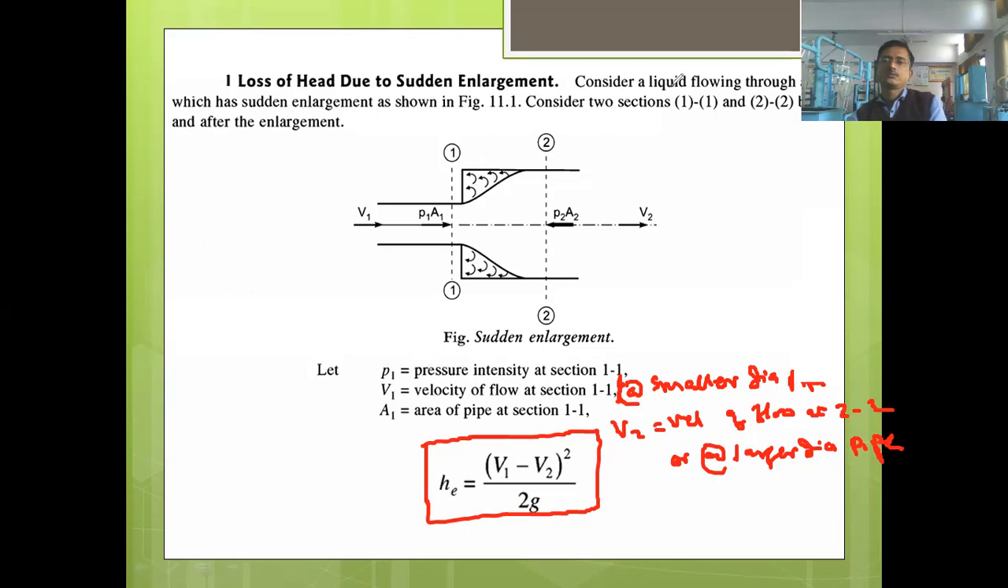Everyone, is it over? Yes. Everyone have written this formula, have drawn the diagram. Give the quick reply. Yes, sir. Okay, then let's move ahead.